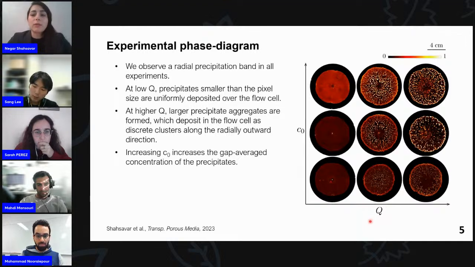We observed that precipitation is generated at the interface between the reactants, which forms a radial precipitation band that moves outward with the flow. Here, the color map shows the gap-average concentration of precipitation, and the brighter color shows more precipitation in the gap. Based on the color, we can clearly see that at higher injection rates, we have larger precipitation compared to lower injection rates. And also at higher initial concentrations, we have brighter patterns, which means more precipitation in the gap.